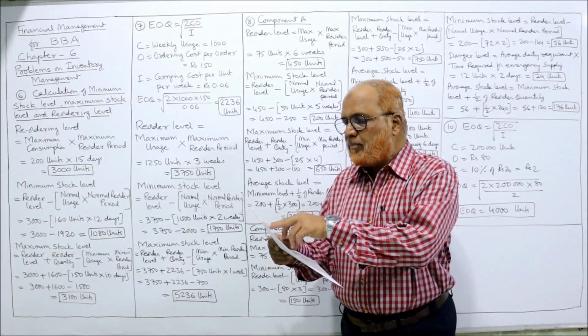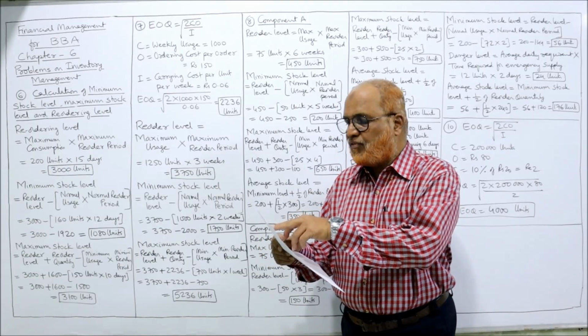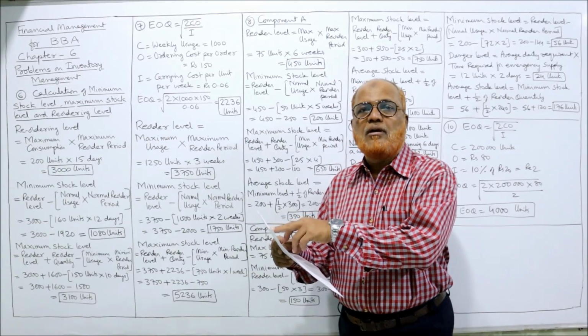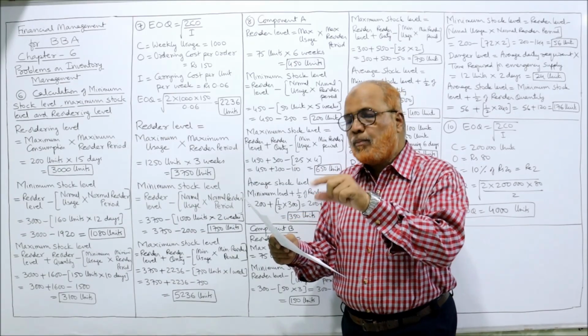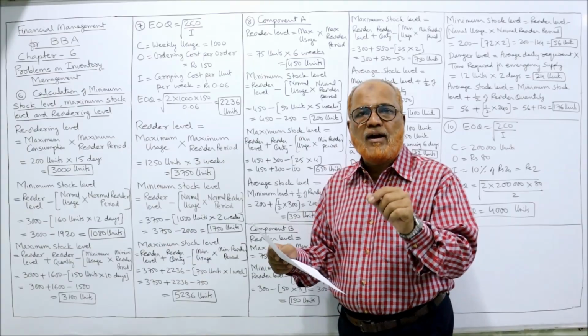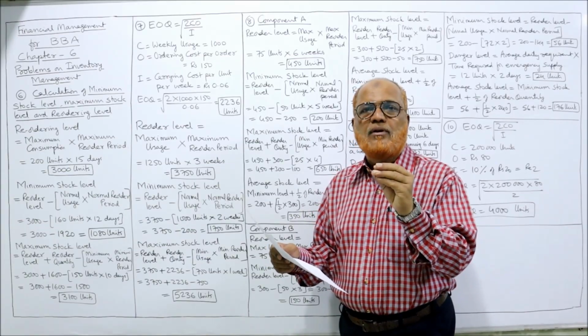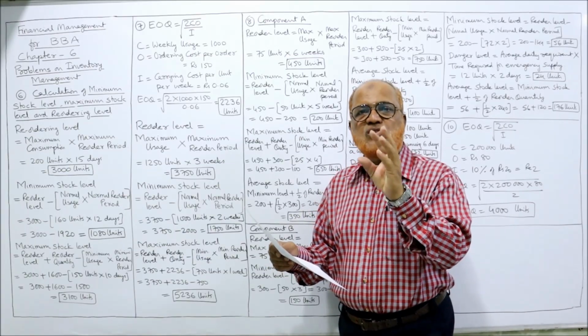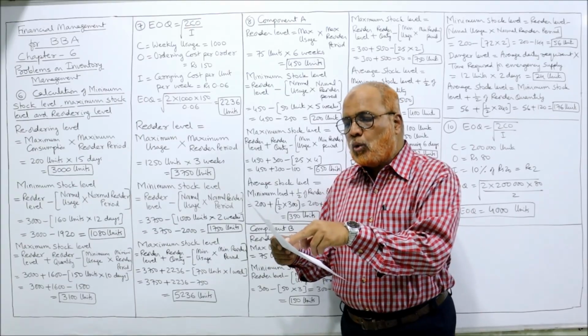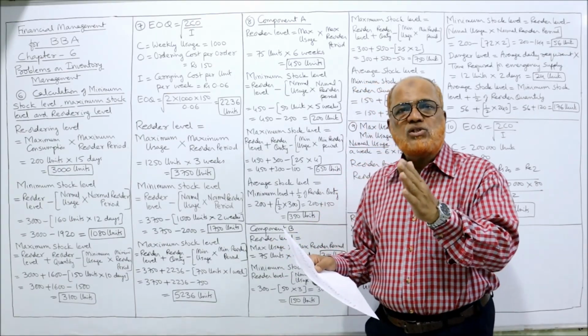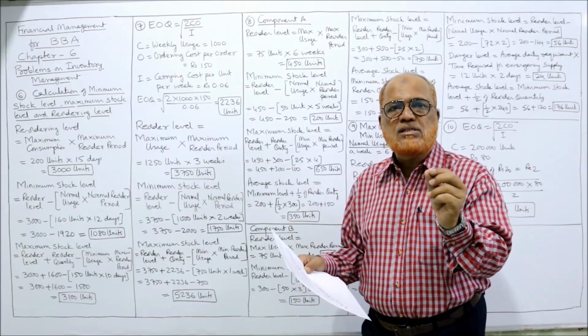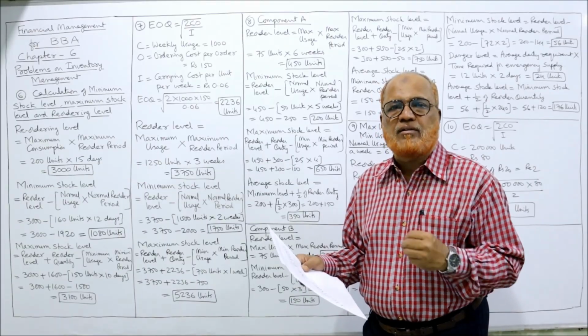That means for A minimum is 4, maximum is 6. So what is the average? 4 plus 6, 10 divided by 2 is 5. The normal reorder period is 5 weeks. For B 2 to 4 weeks. So 2 plus 4, 6. 6 divided by 2 is 3 weeks.